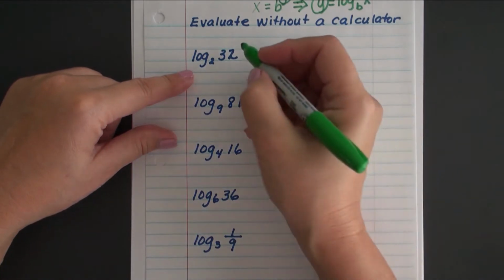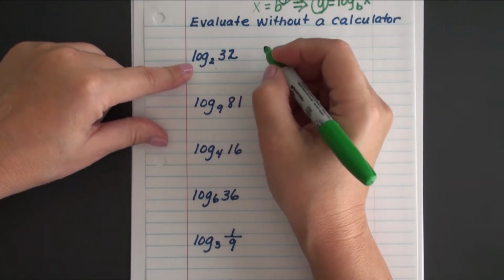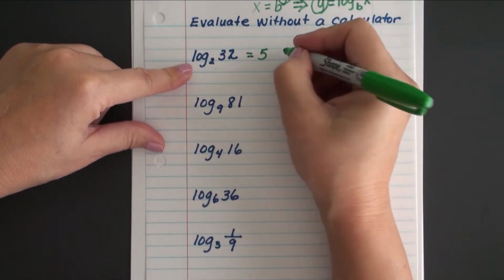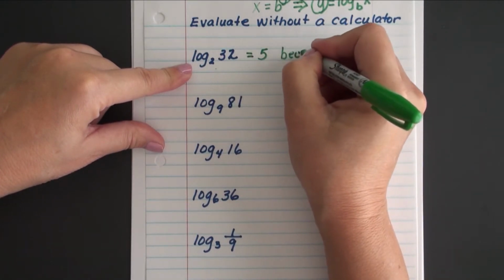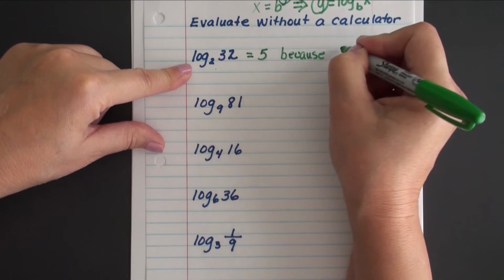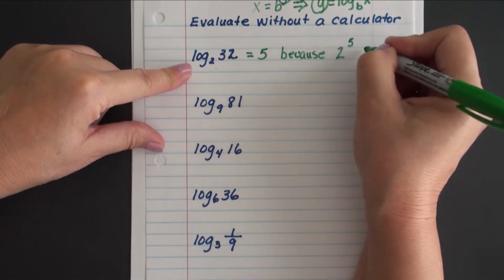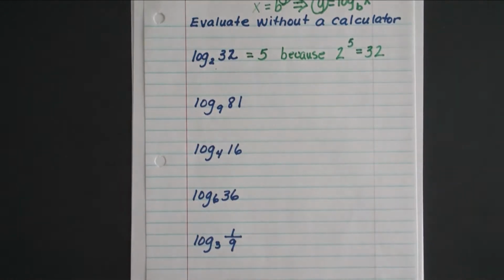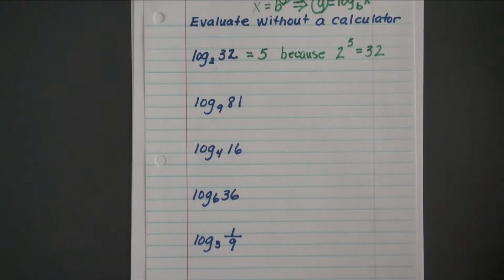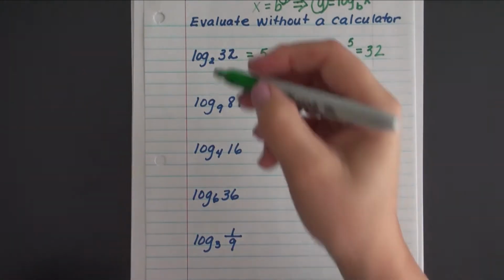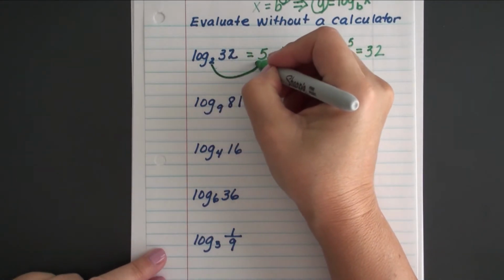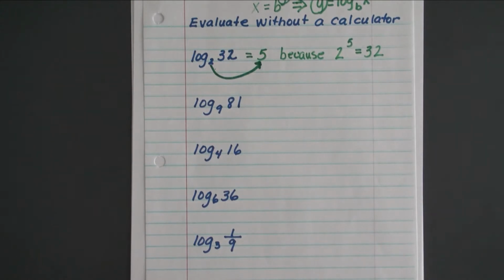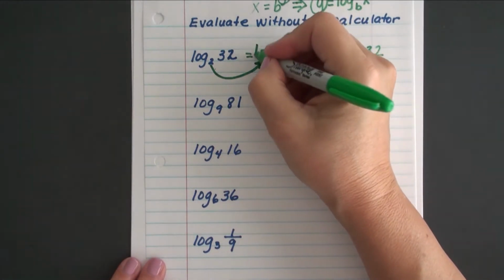So in other words, log base 2 of 32 equals 5 because 2 to the 5th power equals 32. Again, if you think about this as an exponential, we would say 2 to the 5th power equals 32. So our answer is 5.